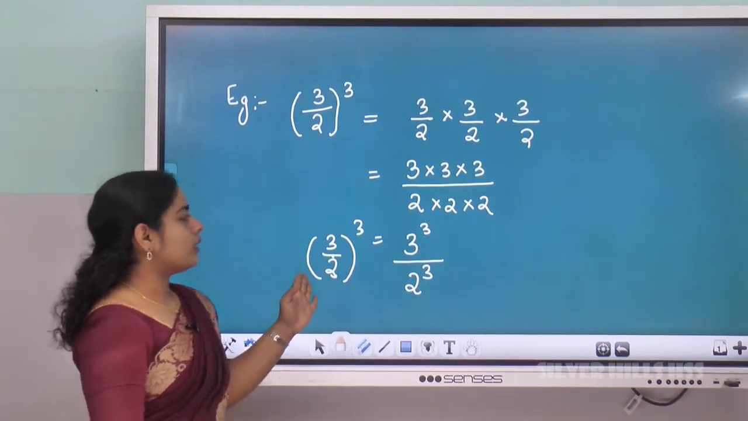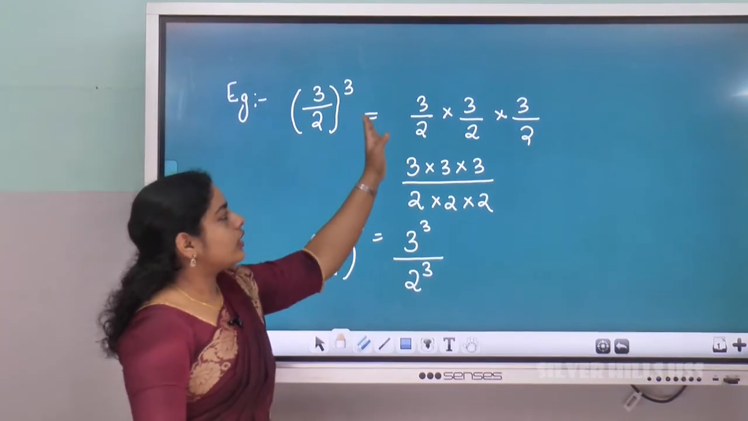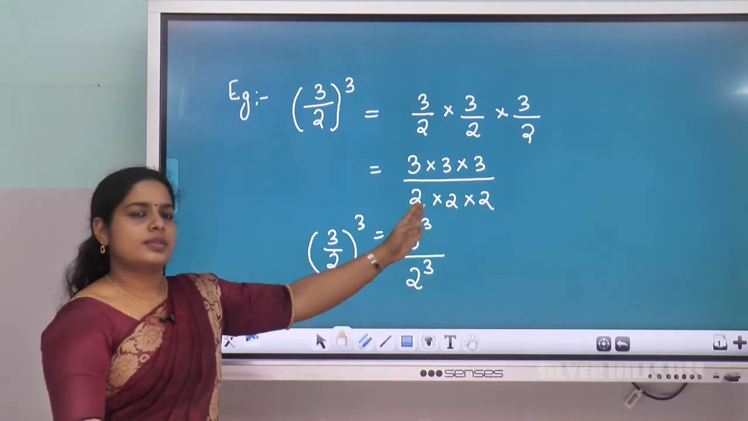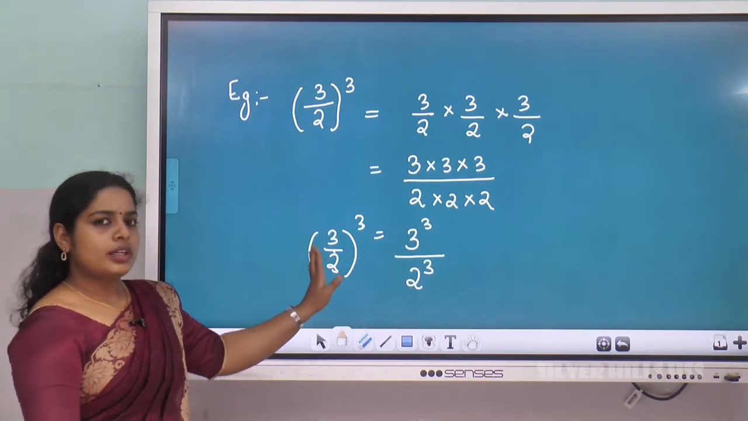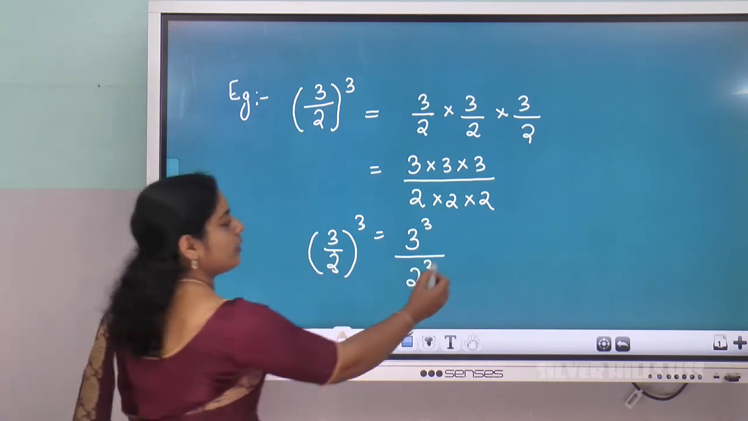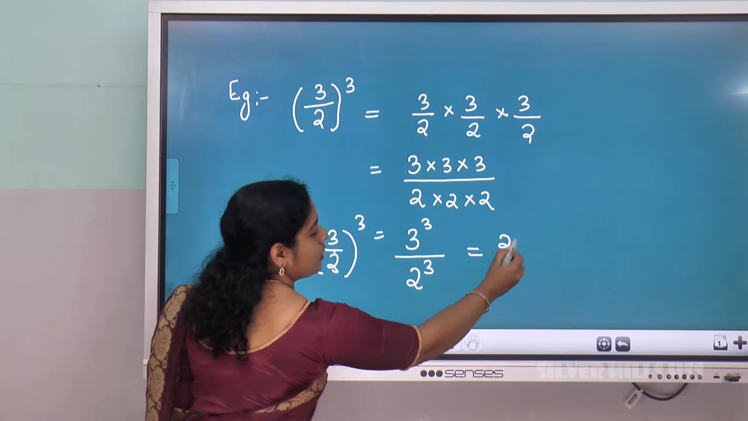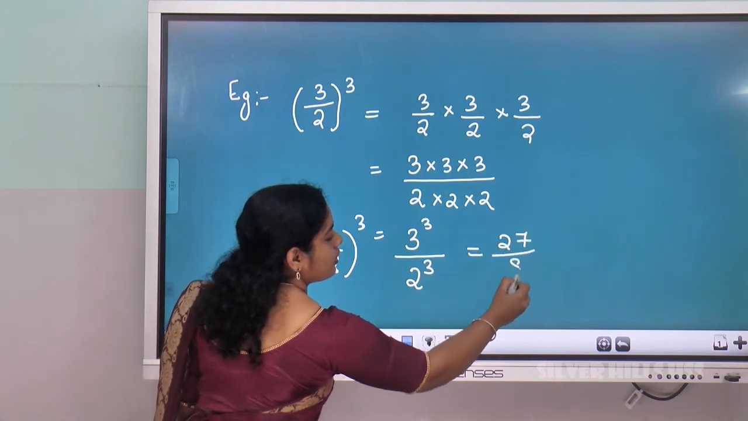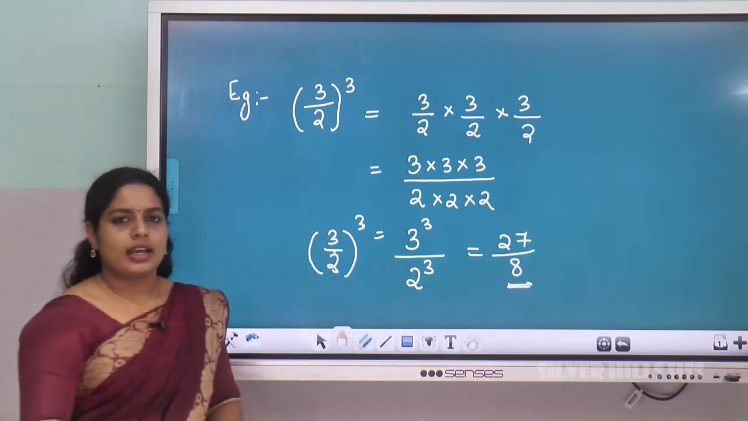So, if you want to find the power of a fraction, there is no need of writing all these steps. You can just do this: 3 by 2 whole raised to 3 is 3 raised to 3 by 2 raised to 3, and then find what 3 raised to 3 is, 27, by 2 raised to 3 is 8. This will be the answer.